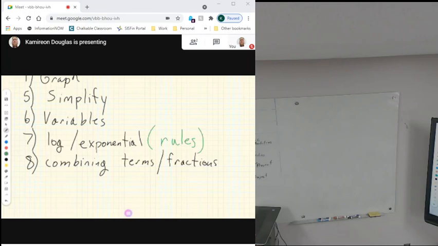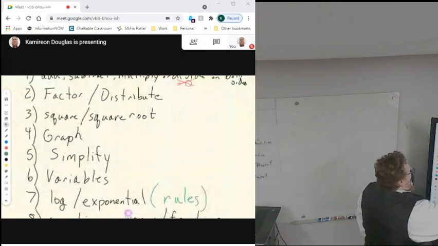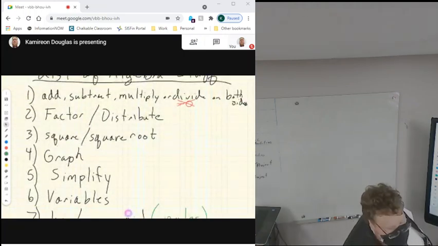Most of these apply to both sides. But there's a few that apply to one side at a time. That's really important for this to get through today. One. So the first piece is guaranteed you have to do it to both sides.